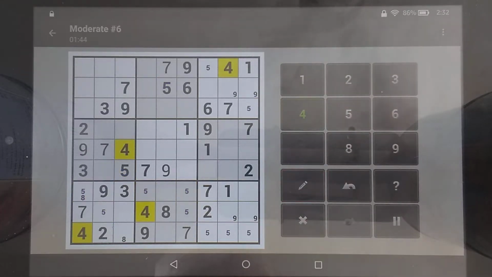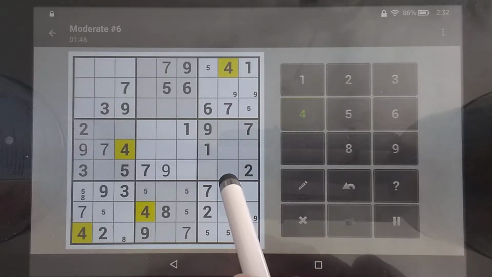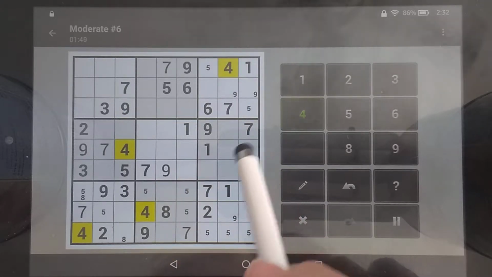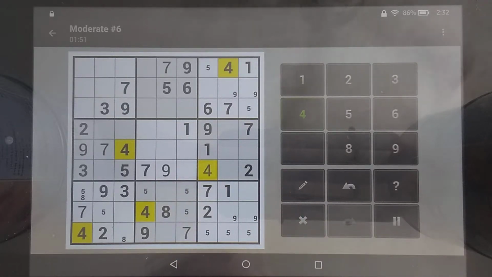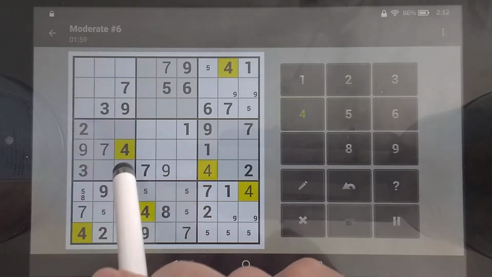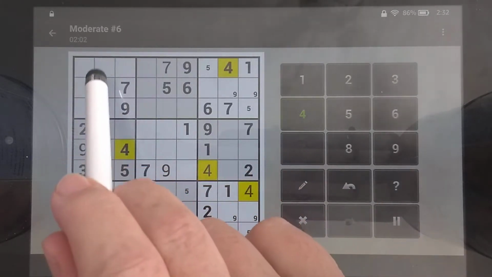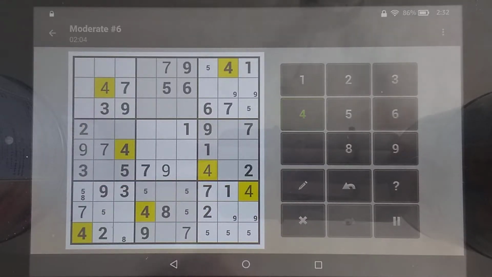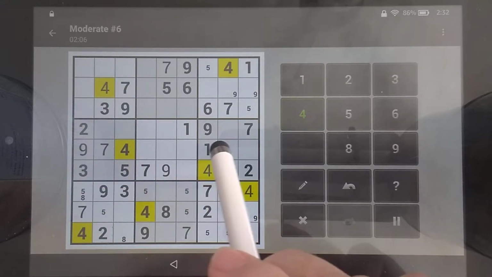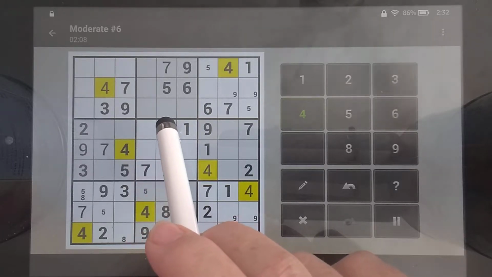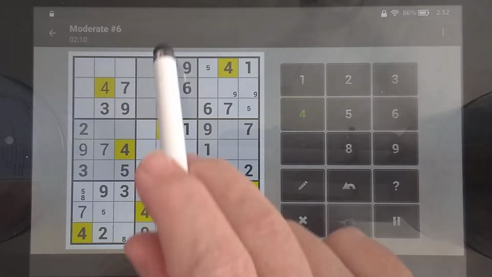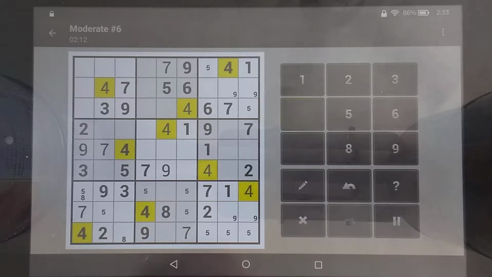On to the 4s. This 4 blocks the column, this one blocks that row, leaving only that available. Now these 2 columns and these 2 rows are blocked, making that the available one. These 2 columns are blocked, as is that row, so that's the 4 for there. These 2 rows are blocked, as is this column, so there's the 4 on that one. And now these 2 columns are blocked, so that leaves that 4 there.